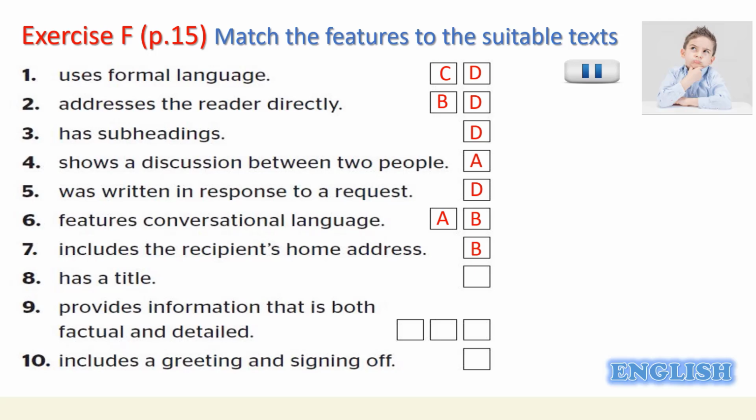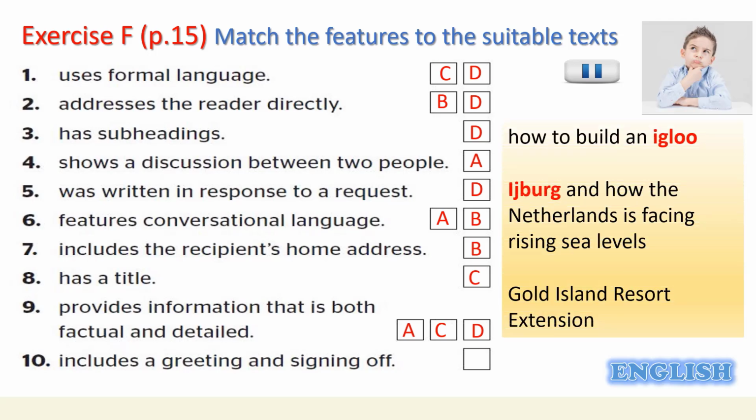Next, a text which has a title. It is text C. "Going with the Flow." Very good. Number 9. Provides information that is both factual and detailed. Text A, text C, and text D. Very good.